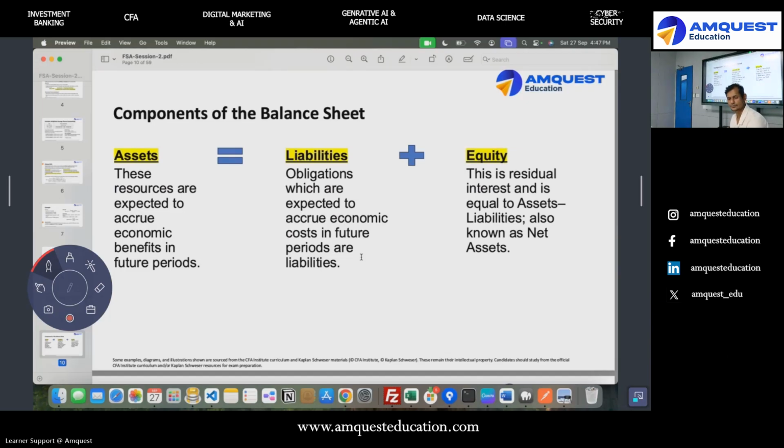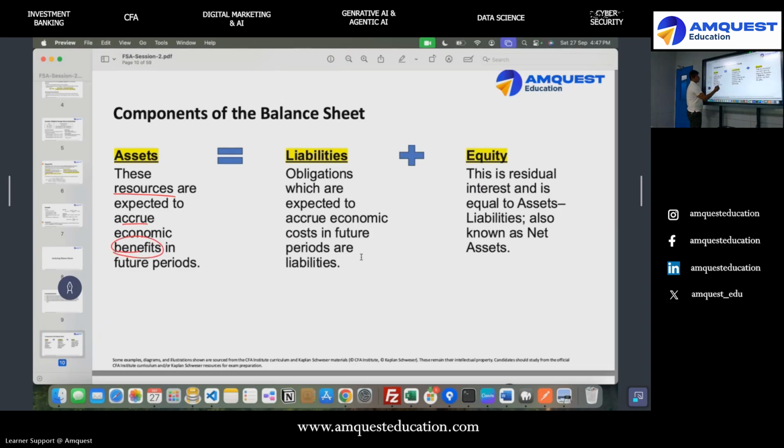Simple. Assets are nothing but the resources which will accrue benefits in the future, right? So what are assets further broken down into? Answer? Fixed assets and current, very good. So the correct answer is non-current assets and current assets. The non-current assets further comprise of tangible and intangible. Don't say non-tangible, it's intangible.